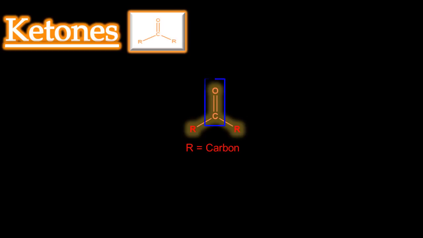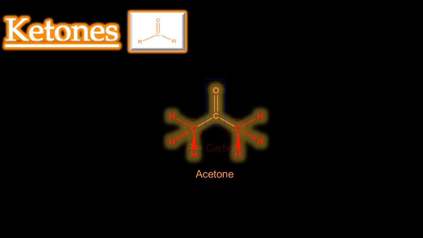Ketones are similar to aldehydes in that they have a central carbonyl group. But ketones differ in that the carbonyl carbon is bonded to 2 carbons. Like thiols or ethers, ketones can be symmetrical or unsymmetrical, depending on which carbon groups are attached to the carbonyl carbon. Acetone is an example of a symmetrical ketone and features 2 methyl groups attached to the carbonyl carbon atom.